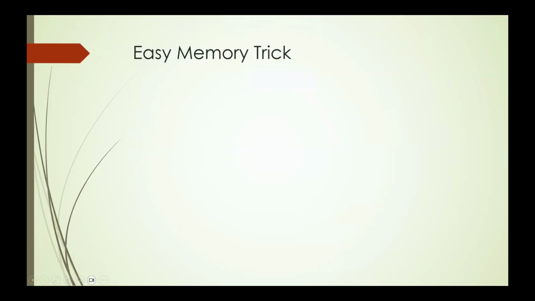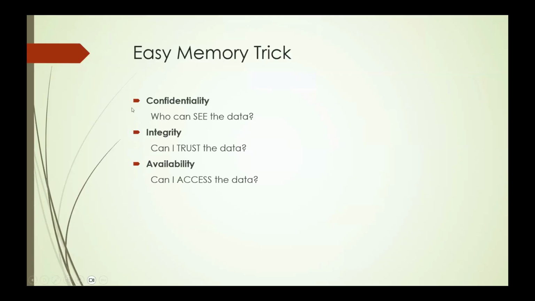So how do you remember these traits easily? We have a quick trick. Whenever you are stuck with something, ask this question to yourself: who can see the data? That talks about confidentiality. Integrity is: can I trust the data? Is anything changed in between? That's what integrity decides. And availability: am I able to access the data? Can I access the data or not? That is speaking about availability. So if you remember these three questions, you can solve many CISSP questions very easily.